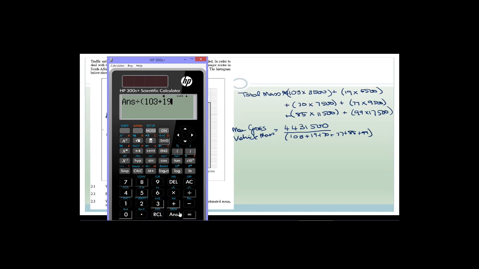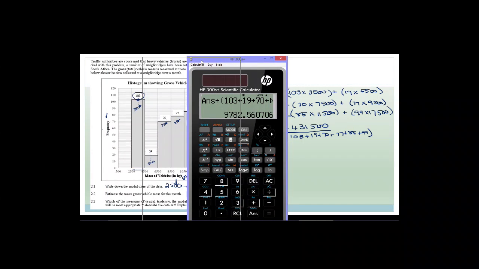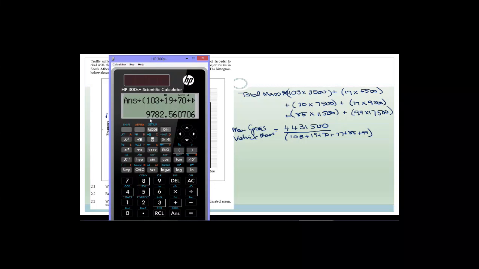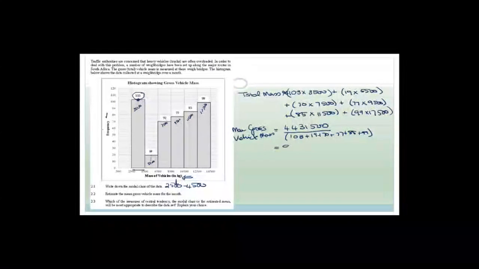That's not going to work. 19 plus 70 plus 77 plus 85 plus 99 close bracket equals. So therefore, the mean mass, the average mass is 9872.56 kilograms. That's what they're saying. The mean gross vehicle mass, the mean mass of the vehicles, the average mass of the vehicles is 9872.56.